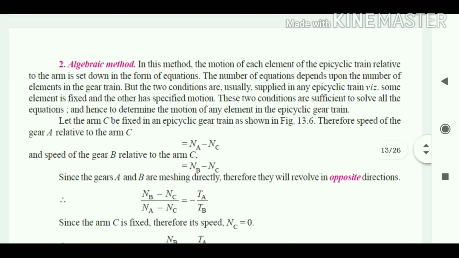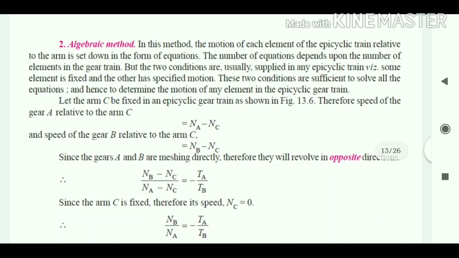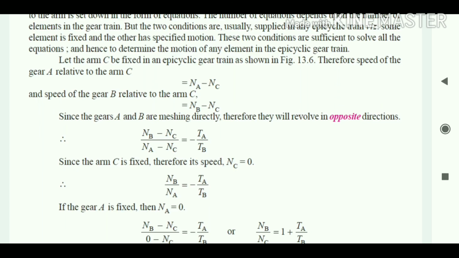Now the second method is the algebraic method. In this again the procedure is followed in steps. In the first step, the arm C is fixed in the epicyclic gear train, and the speed of A relative to arm C is calculated, NA minus NC. In the second step, the speed of gear B relative to arm C is calculated, NB minus NC, and the ratio of it is NB minus NC divided by NA minus NC, equal to minus TA by TB. From this the conditions are applied depending on what is given in the problem.